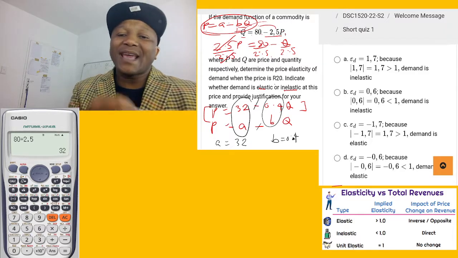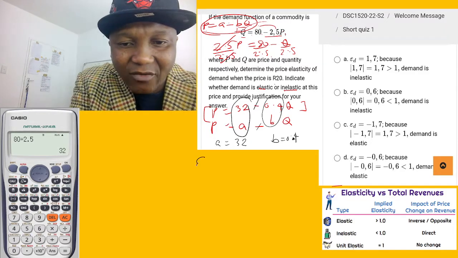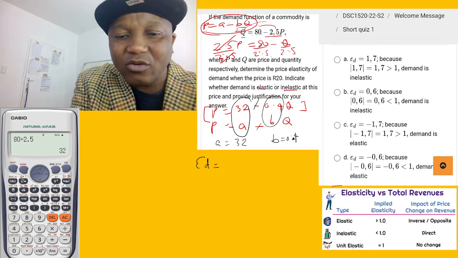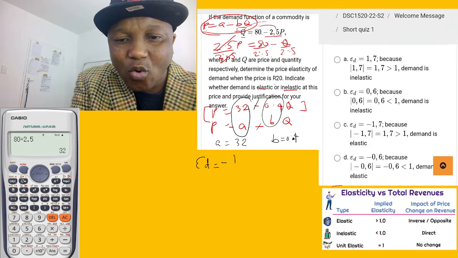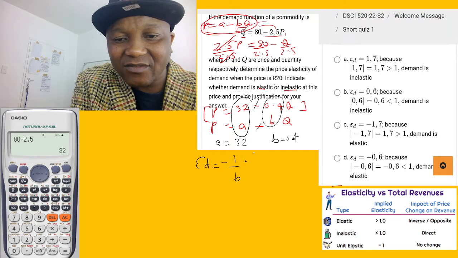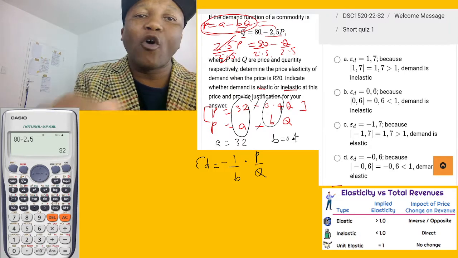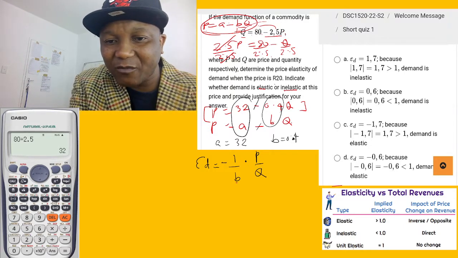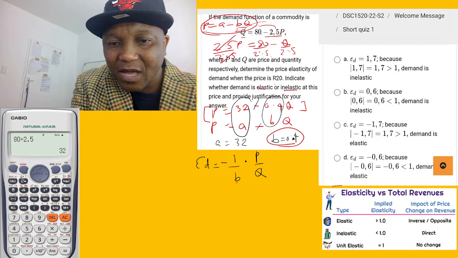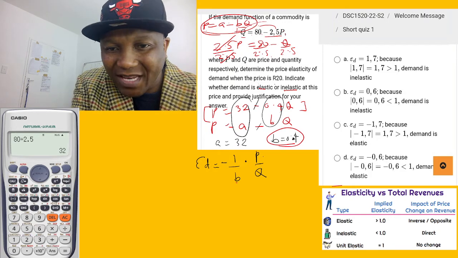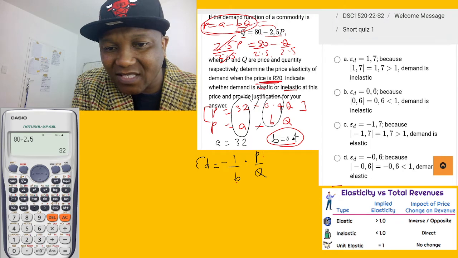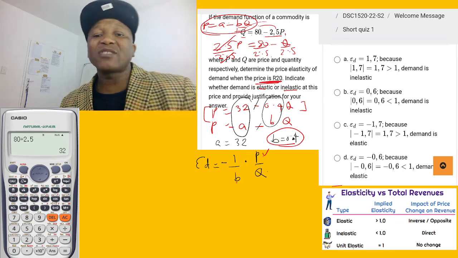What we're going to do now is get the elasticity of demand. The elasticity of demand equals negative 1 over B, times P over Q. You memorize this, right? We have a lot of the values. B equals 0.4. P: they say when the price equals 20, that's the value of P. The only thing we don't have is Q.